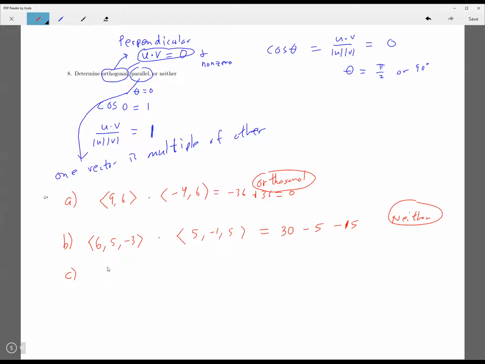And then the next one is, oh, this is the IJK notation, but let's put it in this form. The next one is negative 8, 4, 12 versus 6, negative 3, 9, negative 9. Okay, so what do you think about this one? If you take the dot product, all the terms are negative, negative, negative, right? So that's not 0, right?